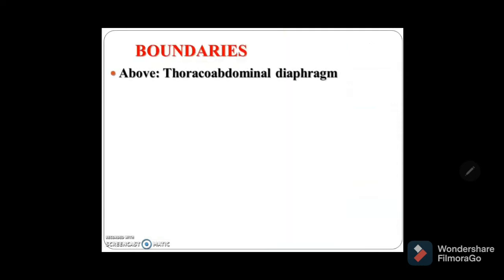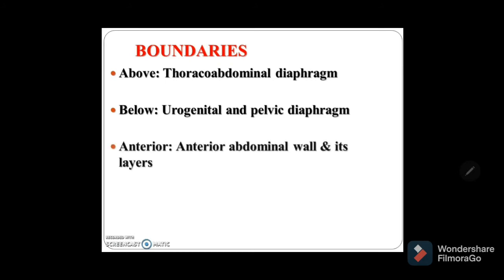Coming to the boundaries, what are the boundaries? Above it is bound by the thoracoabdominal diaphragm, below by the urogenital and pelvic diaphragm, which guards the pelvic outlet just above the perineum, anteriorly by the anterior abdominal wall and its 8 layers, and posteriorly by the posterior abdominal wall with its bone and muscles.